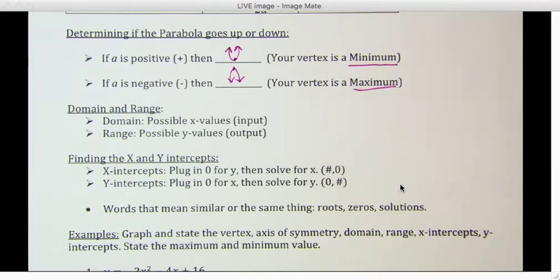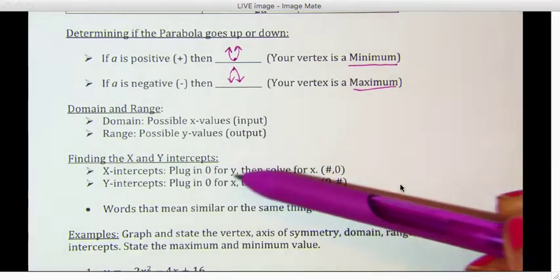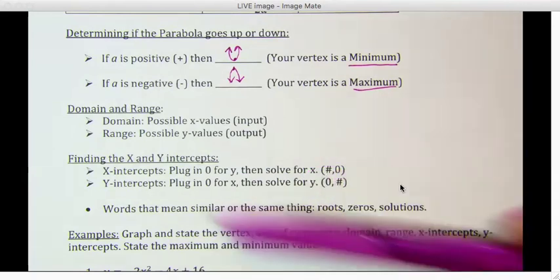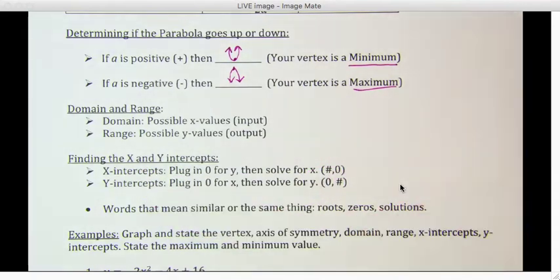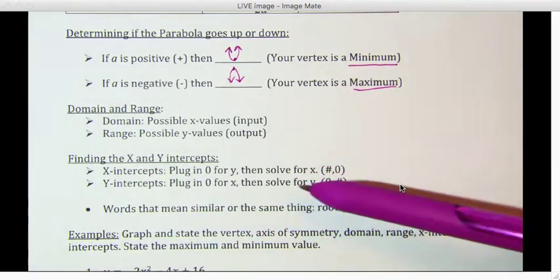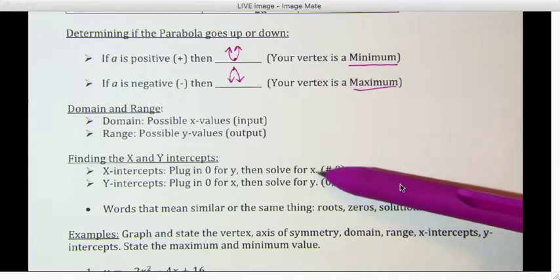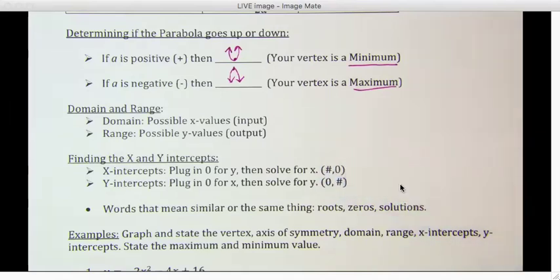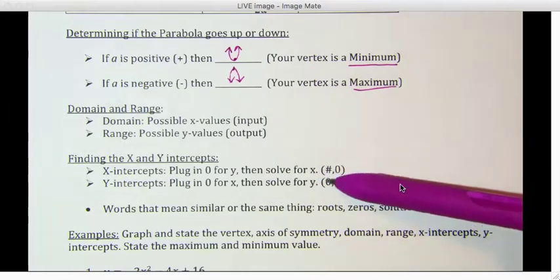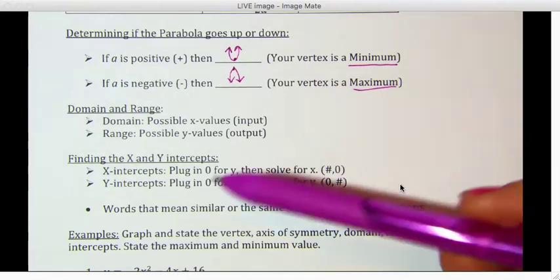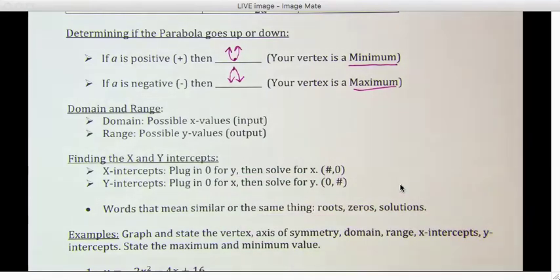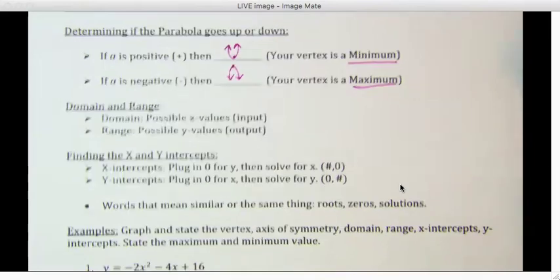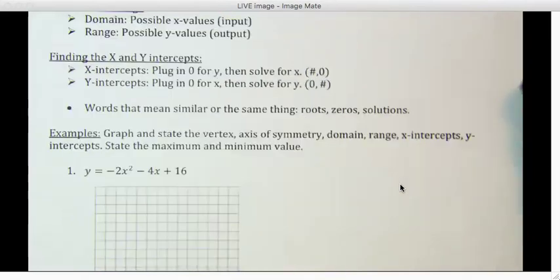Finding the x and y intercepts, just like we saw in chapter 2, you're plugging in 0 for y and then solving for x for your x-intercepts. For your y-intercepts, you're plugging in 0 for x and then solving for y. So for your x-intercepts, you should have a number and then 0. For your y-intercepts, you should have 0 for x and then a number for y. Words that mean the similar or same thing to x-intercepts are roots, zeros, and solutions.